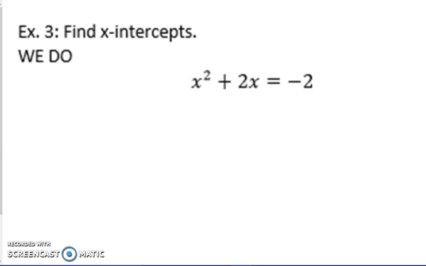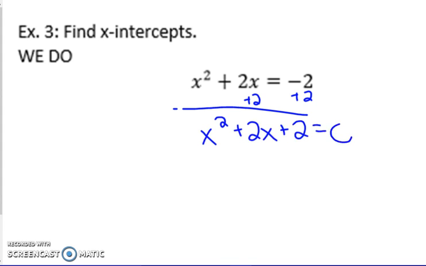Our third example, we need to find the x-intercepts. Well, that's the same thing as finding the solutions. So again, I need to get it into quadratic form and equal to 0. So I'm going to add 2 on both sides, which gives me x squared plus 2x plus 2 is equal to 0. Well, now, again, I can do my ABCs. A is 1, B is 2, and C is 2.